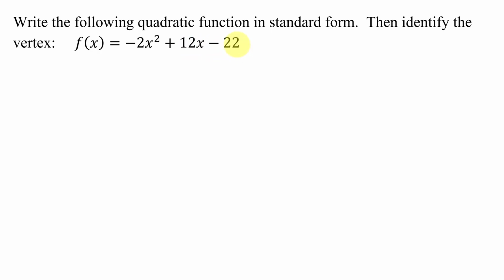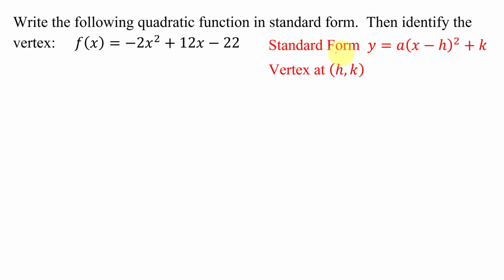Well, quickly reviewing, the standard form, otherwise known in some books as the vertex form of a quadratic function, is y equals a times the quantity x minus h all squared plus k. It has a vertex at the ordered pair (h, k).